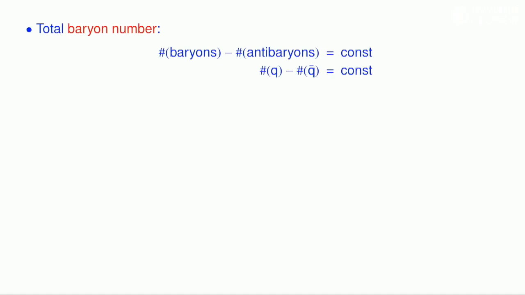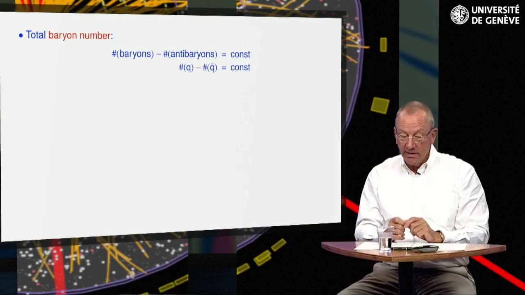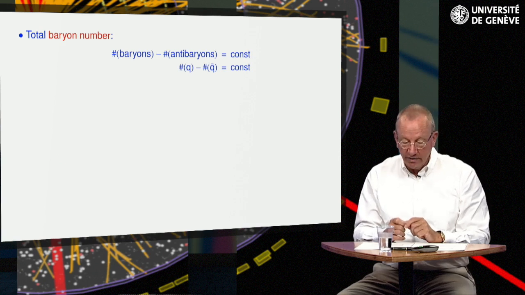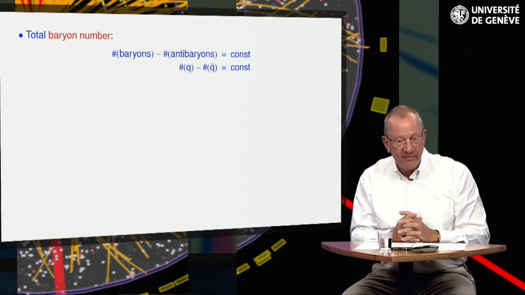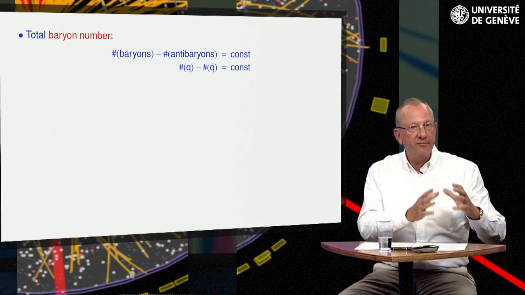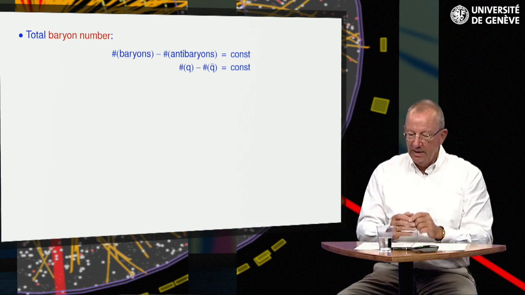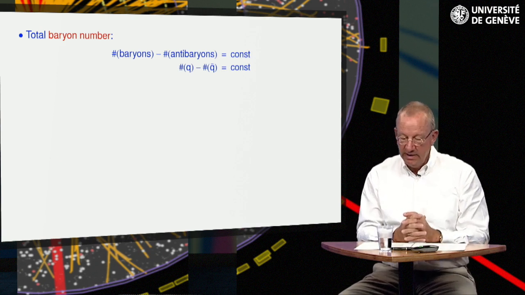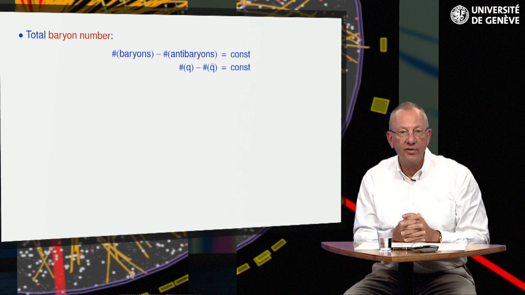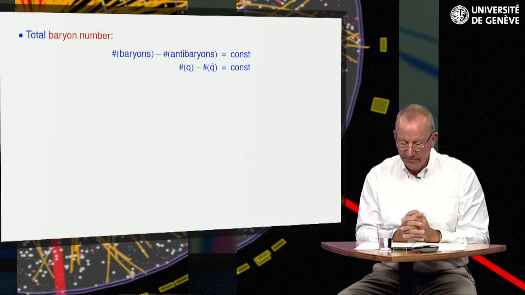Charges are additive quantum numbers. For a system of particles, the total charge is the sum of the charges of its constituents. But there are other quantum numbers that are conserved. The first one quoted here is the total number of baryons, i.e. the number of baryons minus the number of antibaryons in a system. This number is conserved. This applies in particular to quarks, which have a baryon number of 1/3, and antiquarks, which have a baryon number of -1/3.